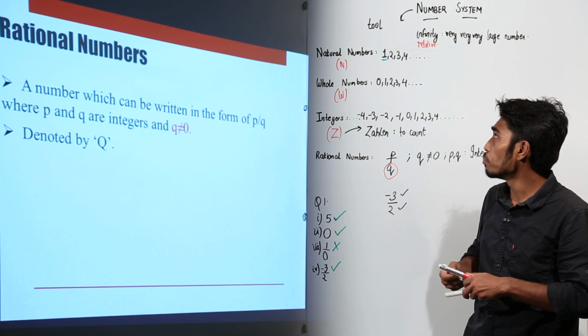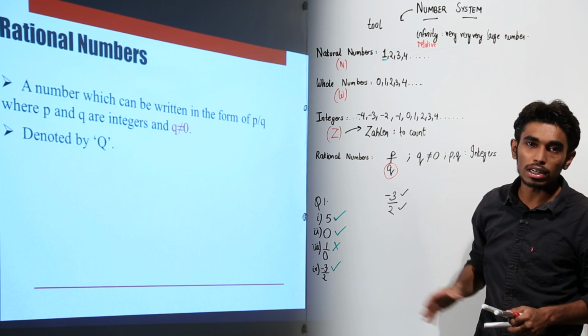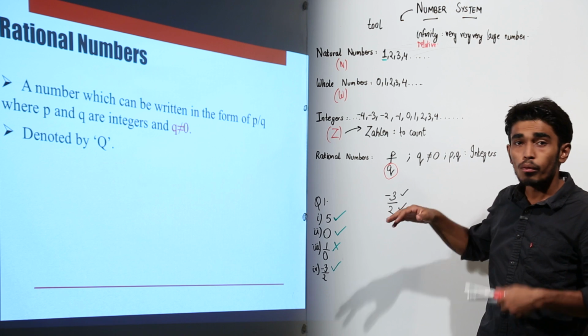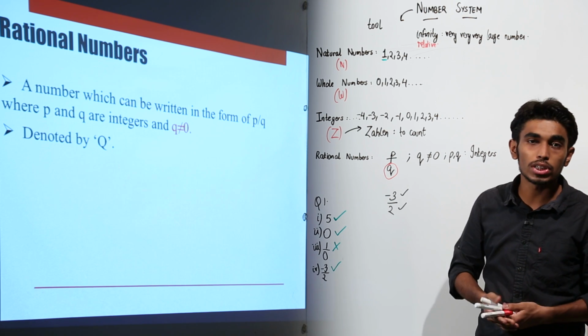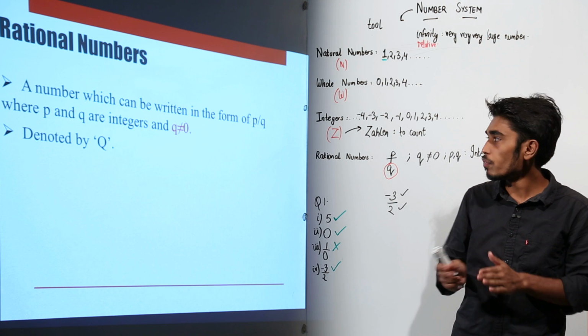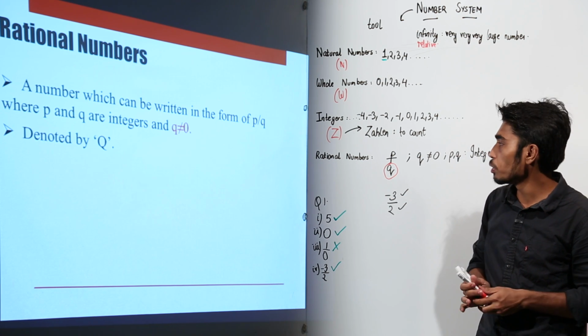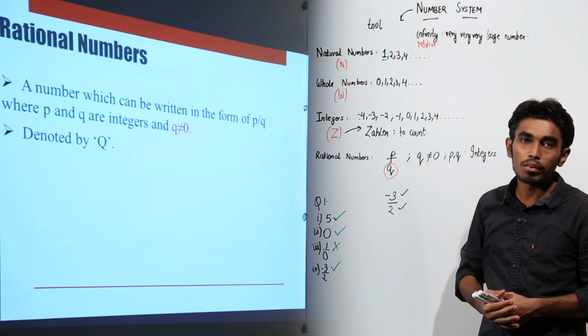So we have talked about natural numbers, whole numbers, integers and rational numbers, and we have found out which numbers are rational and which are not rational. We'll be talking about irrational numbers. That was the fifth type of category or the fifth classification. Later, first we'll be dealing with some operations on rational numbers.